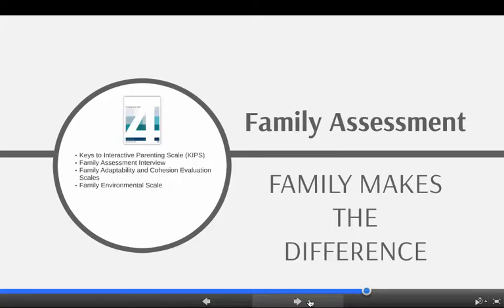So for that reason, we also want to do assessments on families. And one of the things that we can use is what's referred to as the Keys to Interactive Parenting Scale. It's referred to as the KIPS. And this will give us a sense in terms of where a family is regarding their critical skills, where their strength areas are, and also perhaps where their deficit areas are.